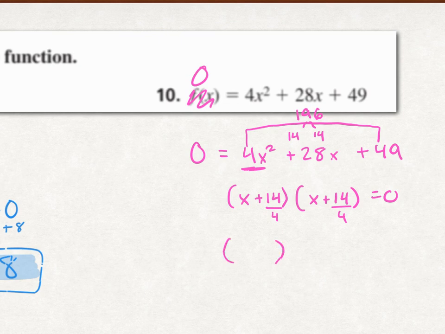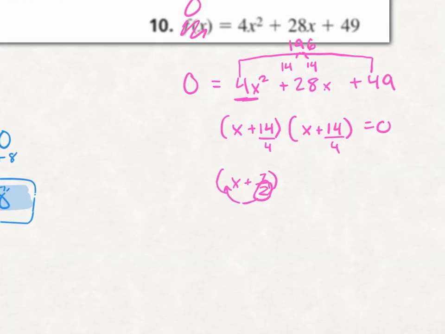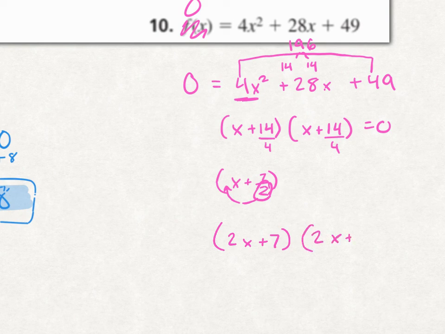We simplify, so we have x plus 7 over 2. If it does not simplify all the way, we take our denominator and move it to the front. So this becomes 2x plus 7. We do the same thing here, so we have another 2x plus 7.